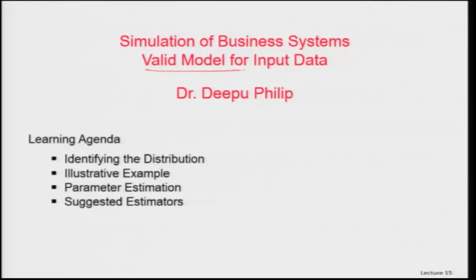Without wasting much time, today's topic is about valid models for input data. How do we create valid models for it? Today's learning agenda has four parts. How do you identify a distribution? Then an illustrative example, because people had issues and doubts about histograms and probabilities, so we will take another quick example. Then we talk about parameter estimation and suggested estimators. This is lecture 15 of the course. So, the first question is identifying the distribution.